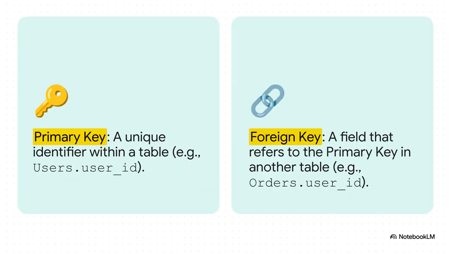All right, so there are some official terms for this, and they're actually pretty simple. That unique ID in the main table, the user ID in our users table, that's called the primary key. And then the user ID in the orders table, the one that points back to that primary key, that's called a foreign key. These two keys working together, that's what creates this unbreakable, super logical link between our data.